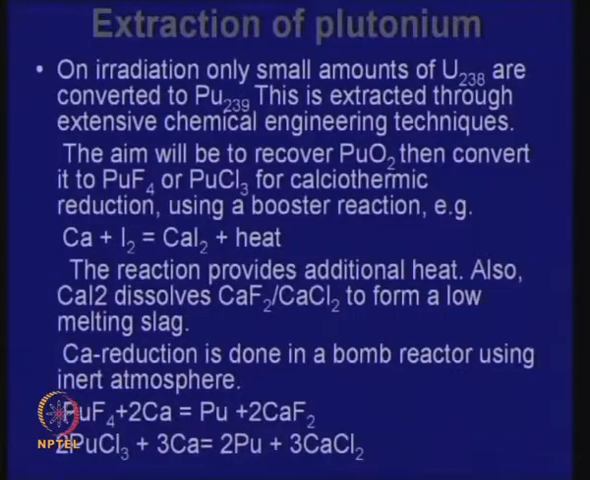Please read it up. I will just emphasize how the same kind of principles will be considered when we want to produce plutonium from a compound. Now, first of all, the aim of all these isolation techniques would be to use chemical engineering techniques to produce PuO2, then convert it to PuF4 or PuCl3, again for calciothermic reduction. Again, various considerations show that calcium reduction is the best way of going at it.